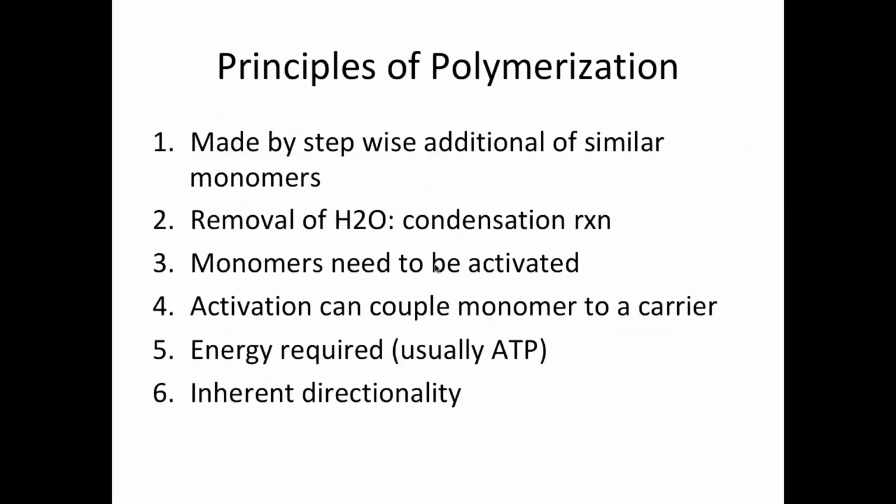So our principles of polymerization: we're going to make them through a stepwise addition of similar monomers. We're going to have to remove water, so we call this a condensation reaction. The monomer first needs to be activated in order to form that chain, and the activation usually couples a monomer to a carrier. Usually this requires energy, most of the time in the form of ATP, and there is an inherent directionality. This becomes important, especially as we talk about what these macromolecules are used for. They carry information.